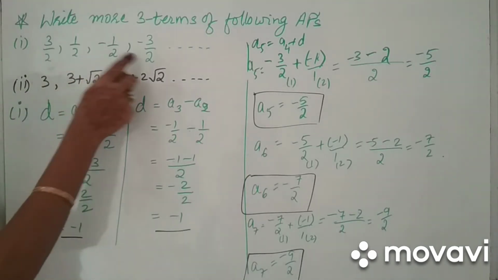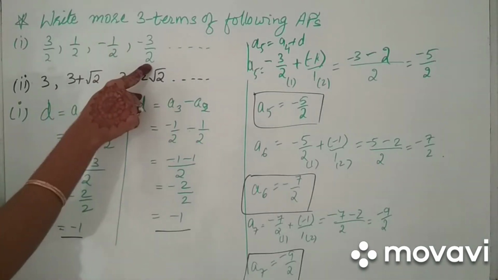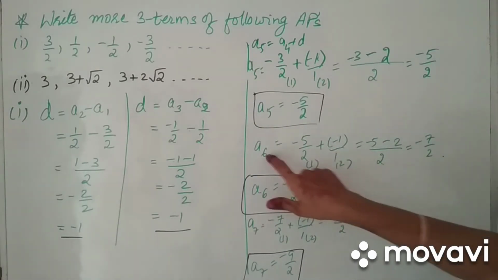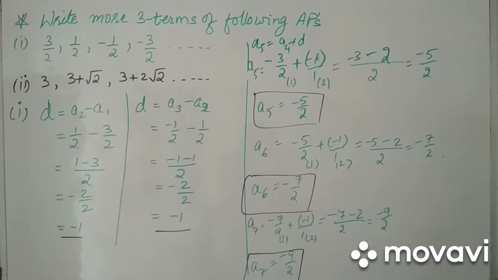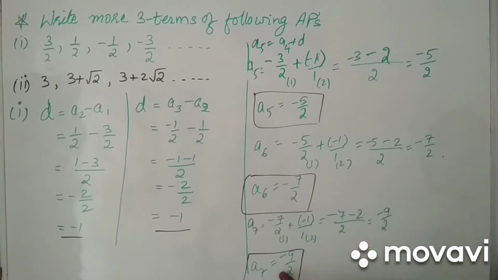Okay, so in the same way, between the third and the fourth also -1 is there. Between the fourth and fifth also -1 would be there. So if I add this -1 to the fourth term, naturally I will get the fifth term. After getting the fifth term, if I add -1 to the fifth term, then I will get the sixth term. Same way, for the seventh term, I will add -1 to the sixth term. Then I will get my seventh term on simplifying.